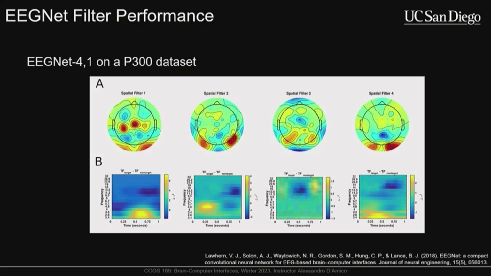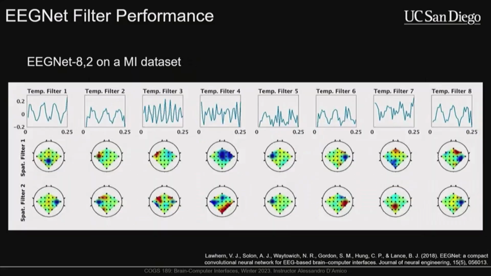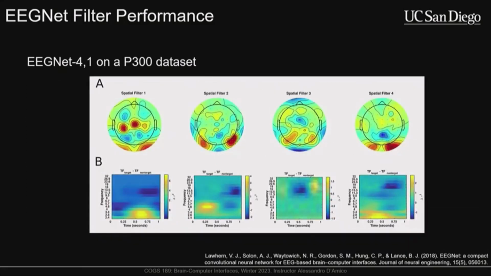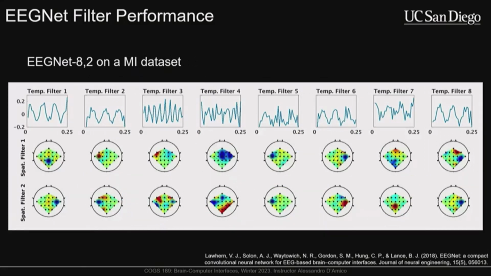So that is a representation from EEGNet 4.2. And then here's one with EEGNet 8.2. This is a different data set, so the topo plots have a different set of channels. And in this case, this was from 4.1. So they're learning one spatial filter per class. I think I put that on the slide. Yeah, 4.1. This one is a motor imagery data set, and it's 8.2, which means we're learning 8 temporal filters. And for each temporal filter, we're learning 2 spatial filters.